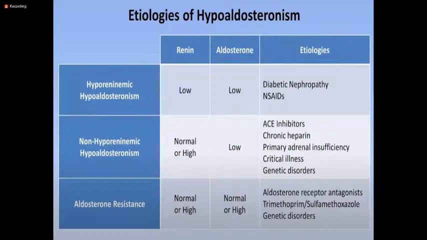Looking at aldosteronism in detail, it can be hyporeninemic or non-hyporeninemic, although that is not a qualified term. So in hyporeninemic, the primary issue is low renin levels. In the second category, there is usually low aldosterone levels, or you can have aldosterone resistance. And these are the various causes of the different states.